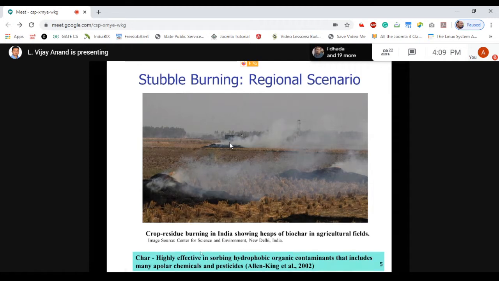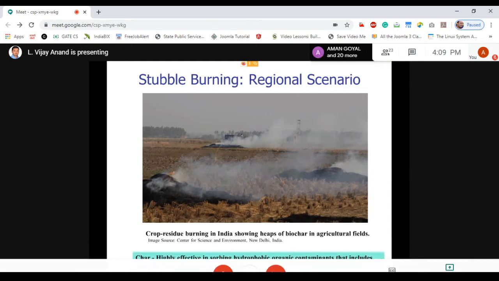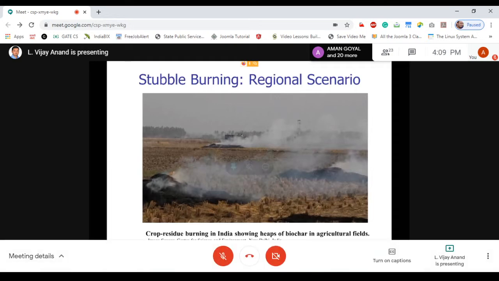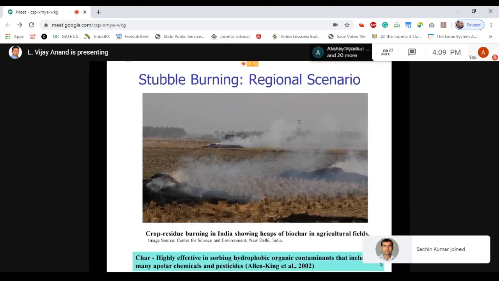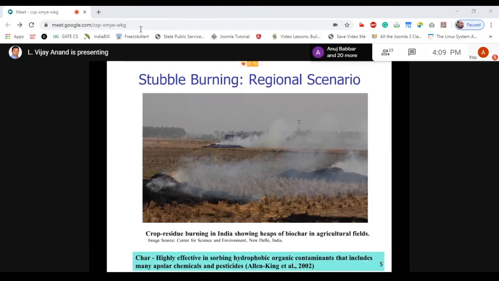What is to be noted is that this char has a huge surface area when compared to the soil, and it has a very good sorption potential. It can absorb the pesticides that are being used in the next season, wherein the sowing and raising of the crops is going to happen. That is essentially the focus of this talk.